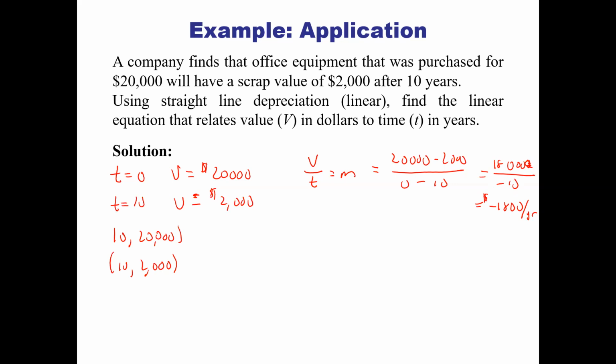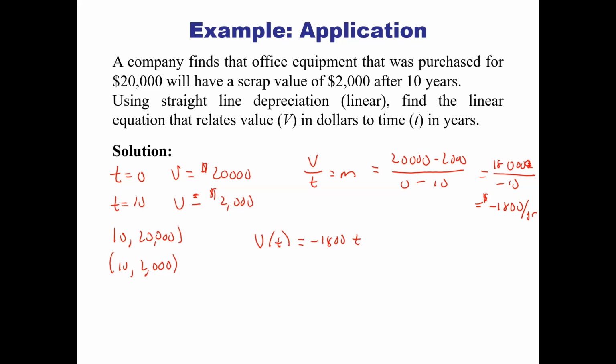And so if we wanted to write this in the form y equals mx plus b, we're going to have some v of t, because instead of x's and y's, now we're using v's and t's, and v is going to be your y, t is going to be your x. So this has to be kind of a function. And so v of t is going to be what? Well, we're going to have our slope, which is negative $1,800 per year, times our time, depending on what time it is.